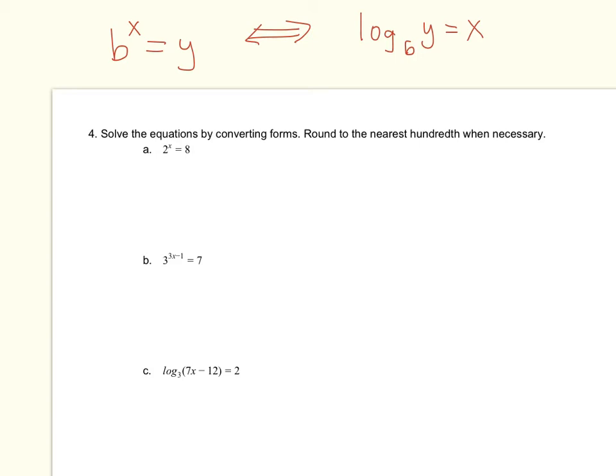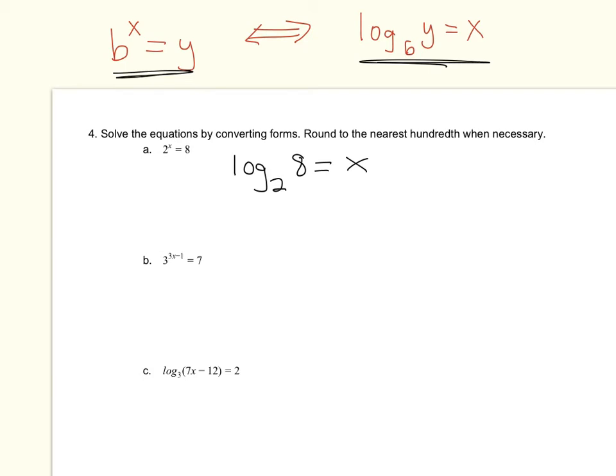So in this first one, on A, it says 2 to the x equals 8, so we want to find what x is. Now this is in the exponential form, so I can turn it to this log form. So this will be log base 2 of 8 equals x. So the x is by itself now.